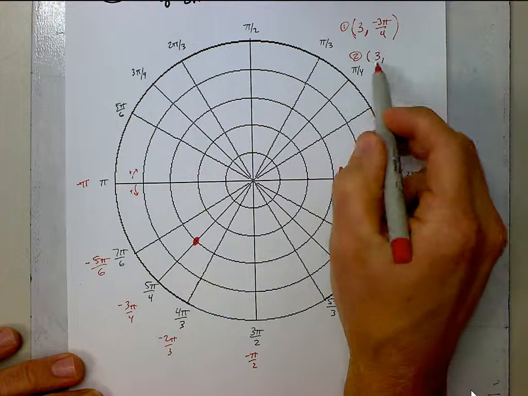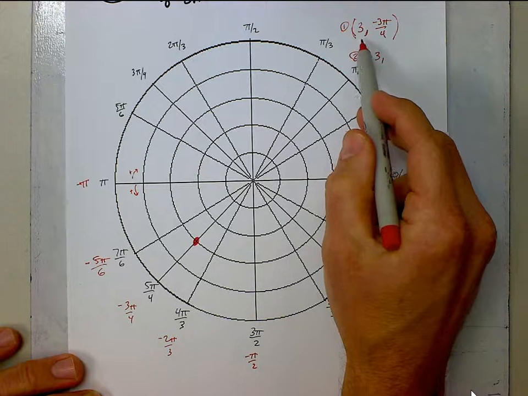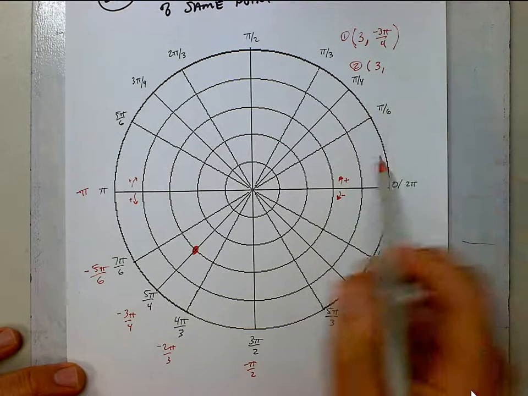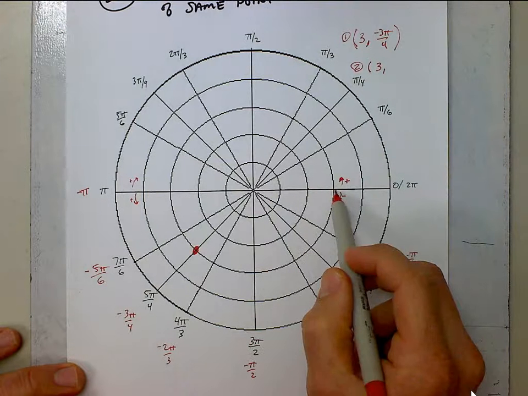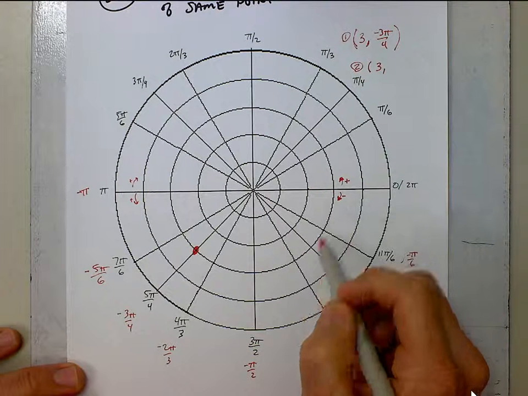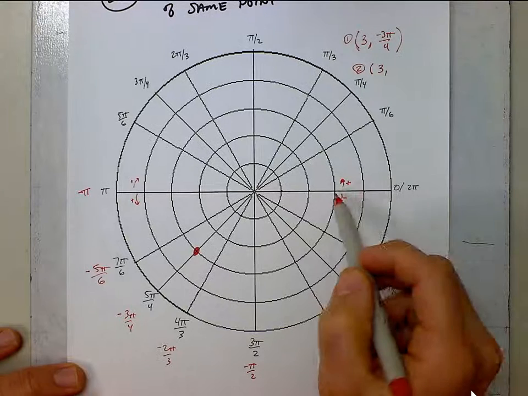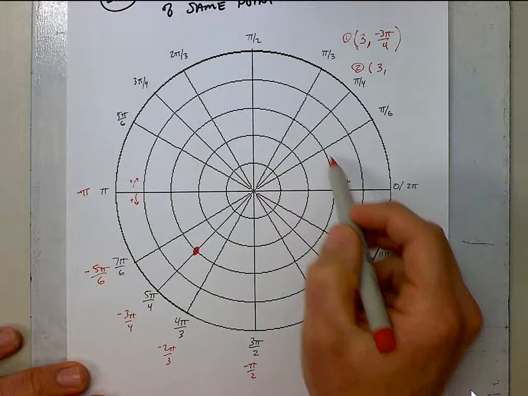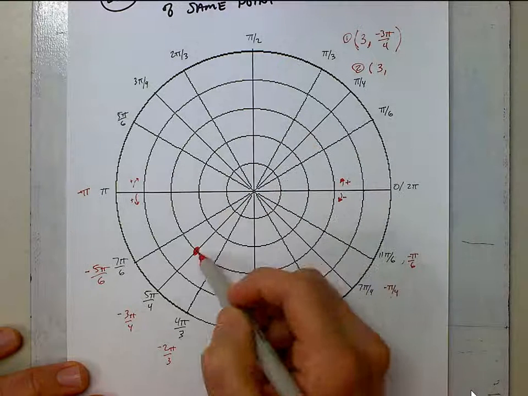So we have positive 3, negative 3 pi over 4. The next one's going to also be a positive 3. So we went negative 3 pi over 4. So instead of going negative, make the angle positive. Go positive all the way around to the spot. And that's 5 pi over 4.